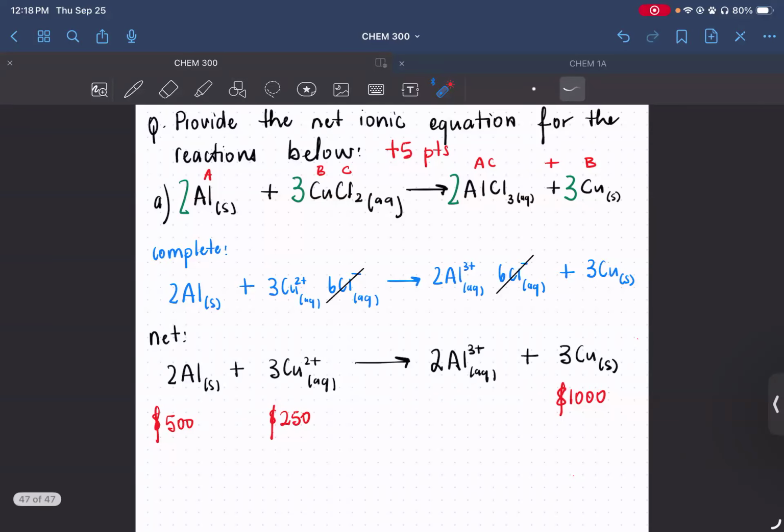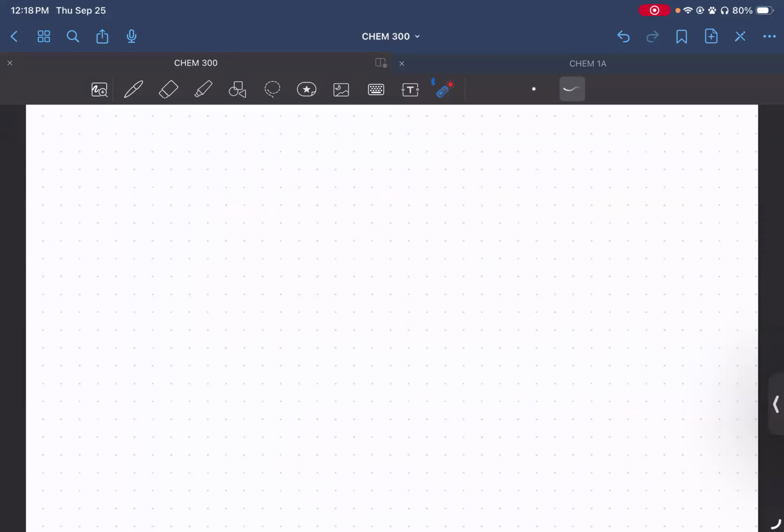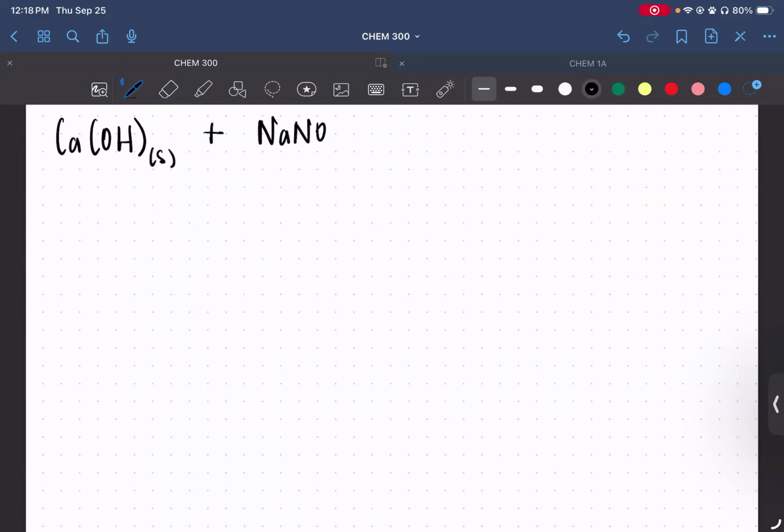No? Okay. Let's try a couple more. The first one we're going to do is the reaction between calcium hydroxide and sodium nitrate. What I would like for everyone to do right now is do step 1. Provide the complete balanced equation, and then we will go through the ionic together.